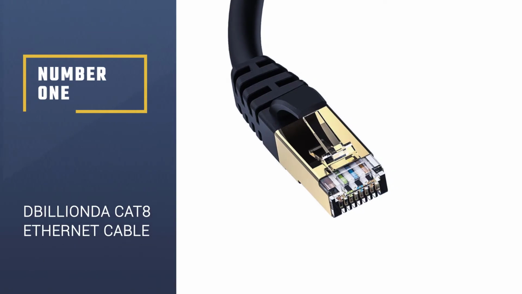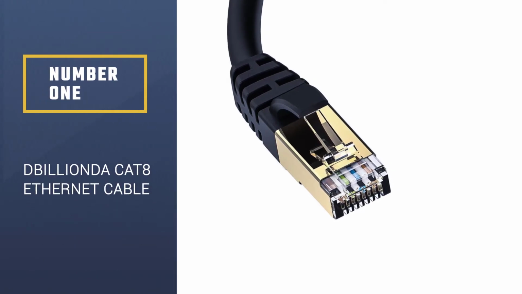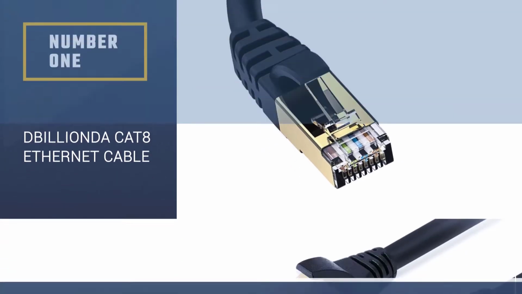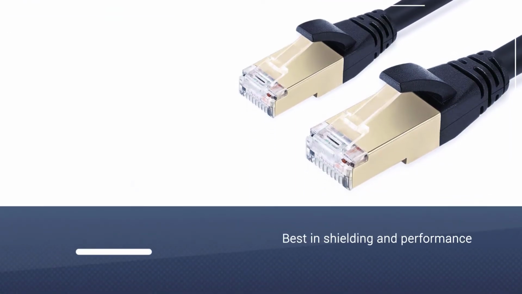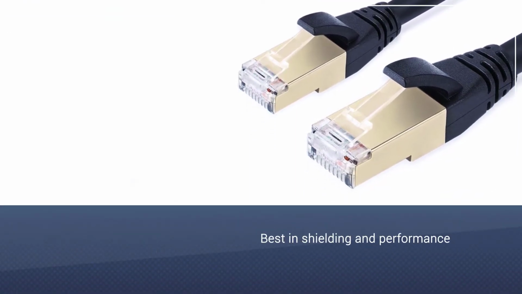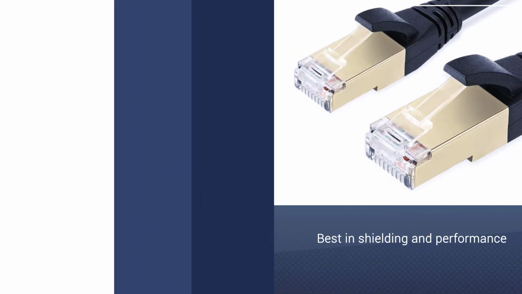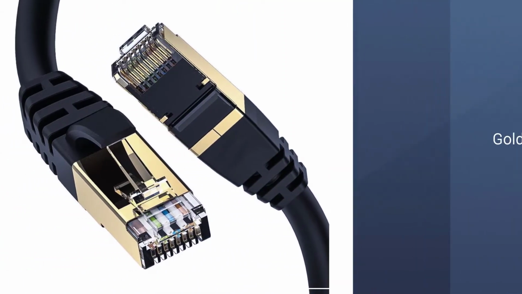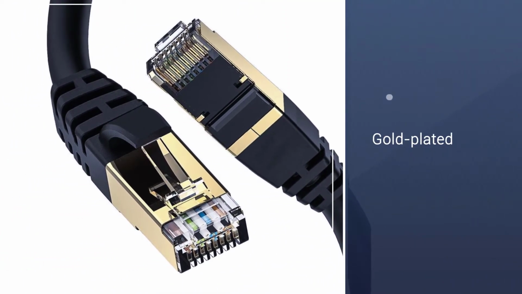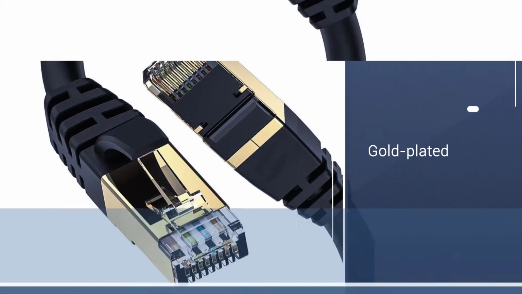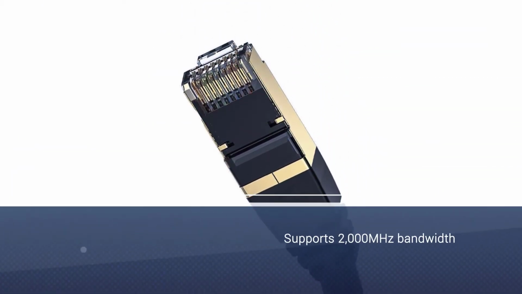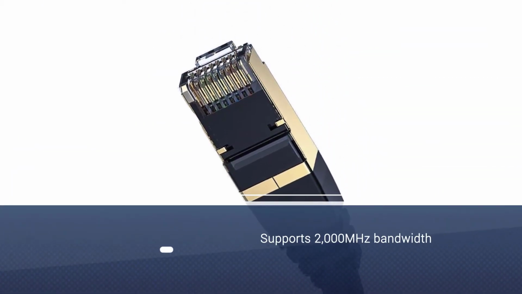Number 1. DbillionDa Cat8 Ethernet Cable. Cat8 is overkill for most, but if you want the best of the best in terms of shielding and performance, it's as good as it gets. This particular gold-plated version comes in sizes from 3 to 100 feet and supports 2000 MHz bandwidth and data transmission up to 40 gigabits per second.